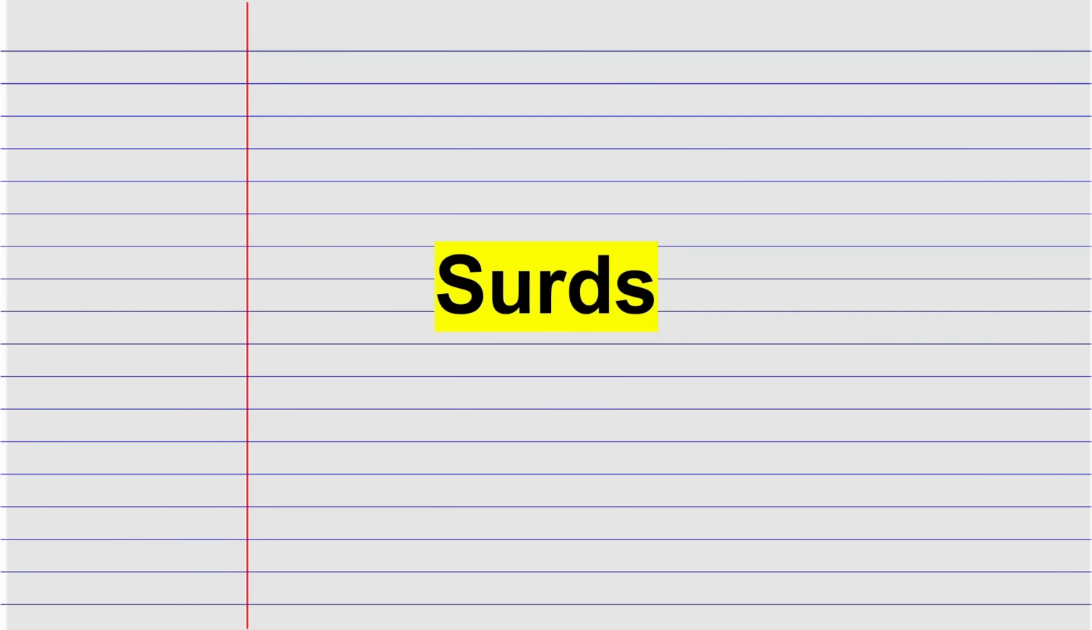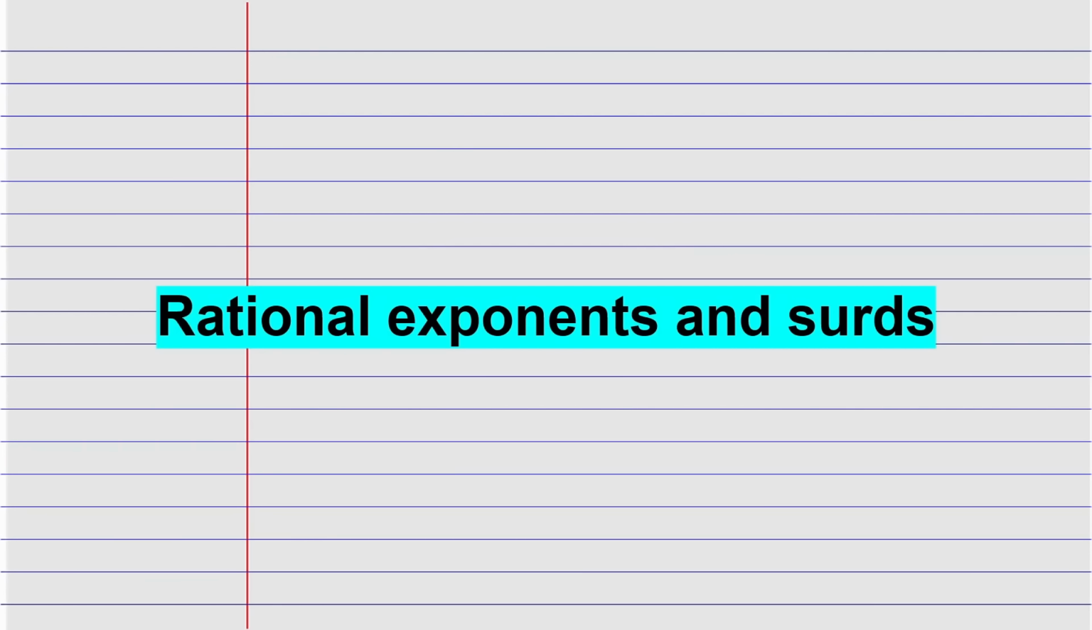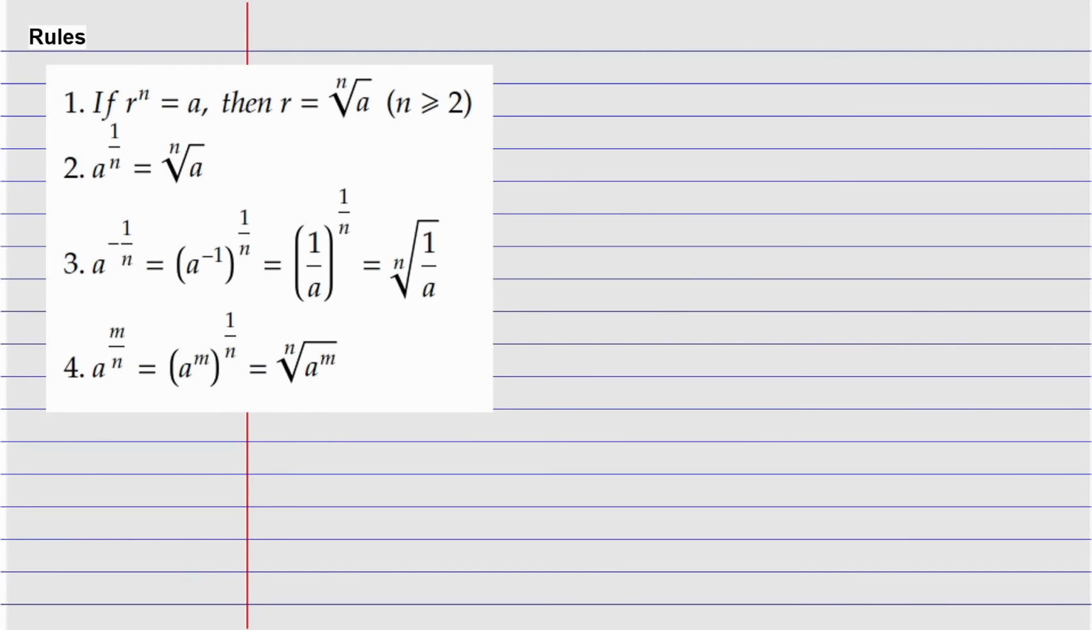So now what we're going to do is surds. We're going to start with the first thing, which is rational exponents and surds. Remember that rational means fraction. So this is the same as fraction exponents and surds. The first thing that we need to understand is the rules, and these are the different rules.